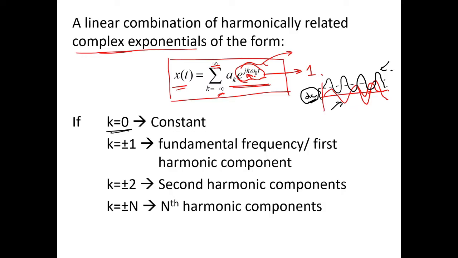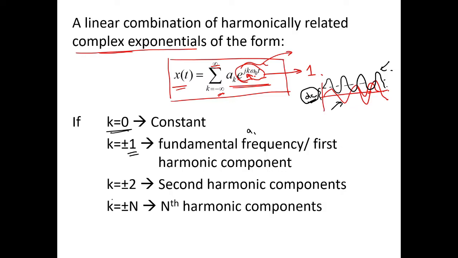Okay. Then secondly, if you place k equals 1, that is the fundamental frequency or the first harmonic component, and a_1 would be the DC shift associated with this fundamental frequency or the first harmonic component. Okay, it may be 1. If it is 1, that means 1 multiplied by something, there is no DC shift. If it is 2, then there is some shift. If it is 0.5, again there will be some shift. Okay.